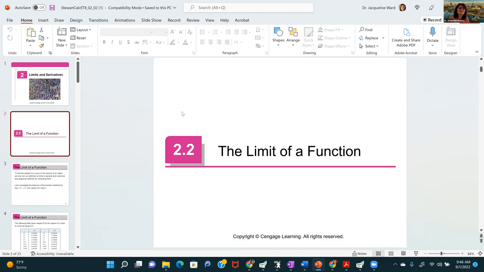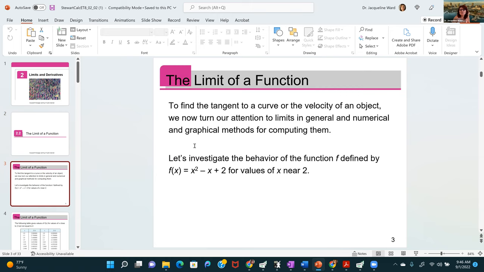Anyway, 2.2 is on the limit of a function. All right, so to find the tangent to a curve, again, we're focusing on understanding what's going on here. To find the tangent to a curve or the velocity of an object, we turn our attention to limits in general and numerical and graphical methods for computing them. So let's investigate the behavior of the function f for values of x near 2.